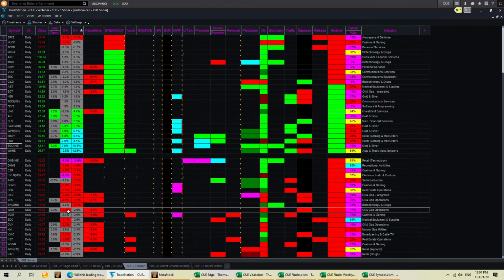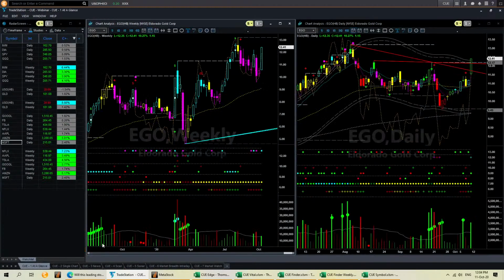EGO, also gold and silver, gold miner. This is strong. I like this kind of breakouts because of very bullish candle, color, shape both in daily, weekly, and it has bullish pressure. That is a valid breakout trade for me. It should have either bullish pressure or very high volume. And we saw gold mining is strong. I shared another stock, IAG, on Friday in the same industry.